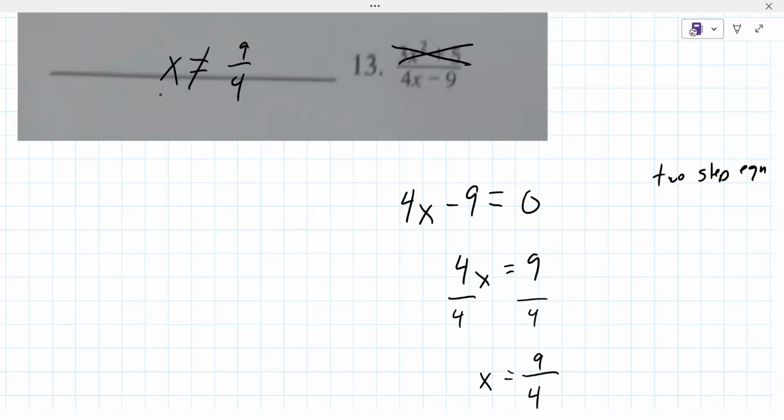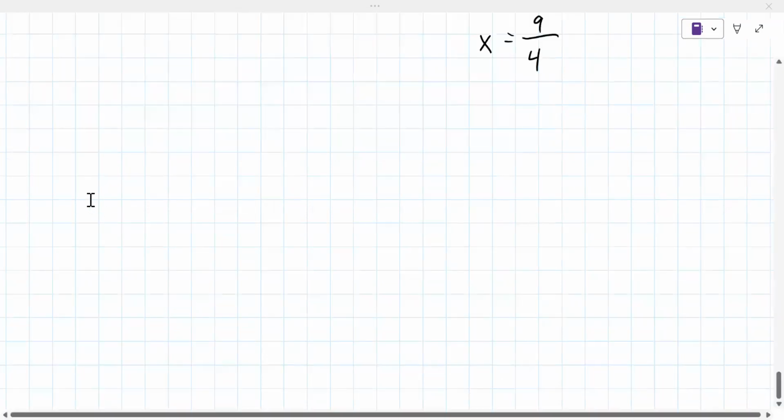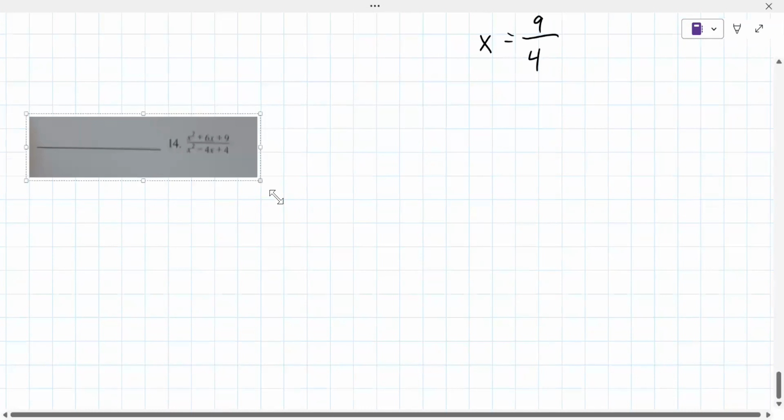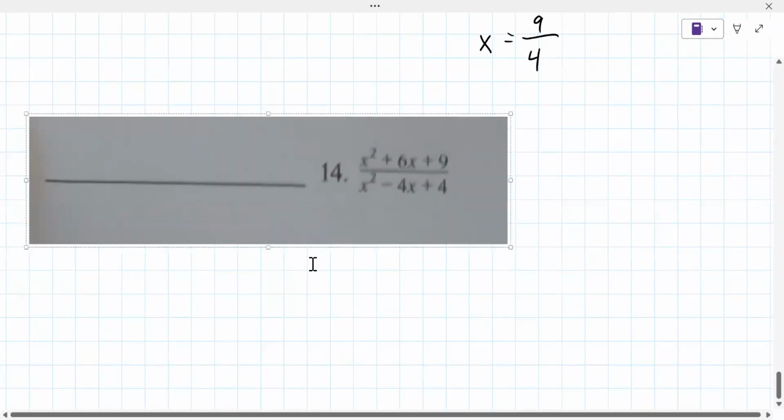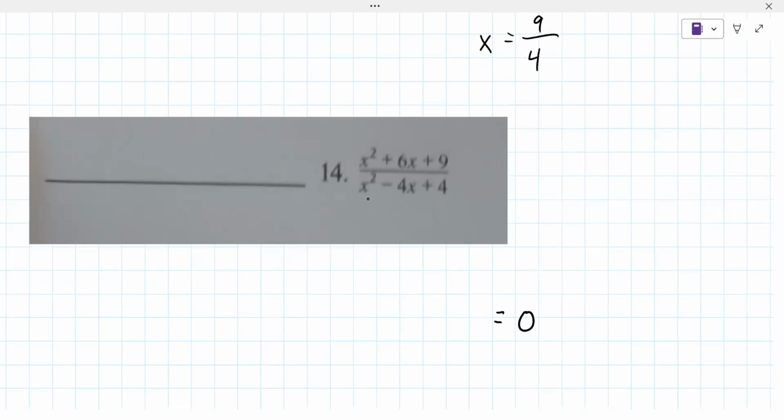All right, new flashcard. I'm running out of flashcards. Okay. So we're going to go to 14, the top half here. What do we set equal to 0? We set x squared minus 4x plus 4. That's right. You ignore the top. You say top doesn't matter, just the bottom.